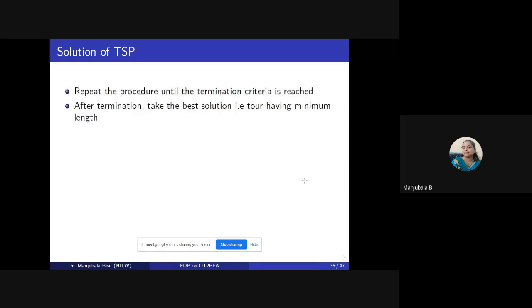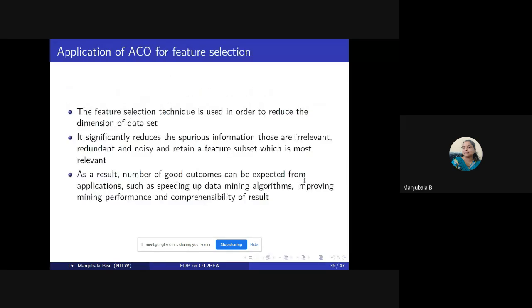This is a simple ACO I have explained for the TSP problem. Somebody asked, I think, how to do feature selection in a data set for the application. In machine learning algorithms, we are solving many problems using machine learning or deep learning models. If the dimension of your data is very high, you can reduce the dimension of the data by using this ACO also. So feature selection is one of the problems here. The feature selection technique can be used in order to reduce the dimension of the data set. If you do the feature selection, what will happen?